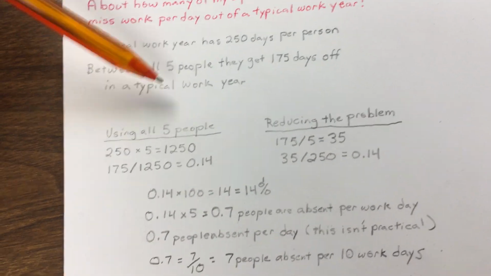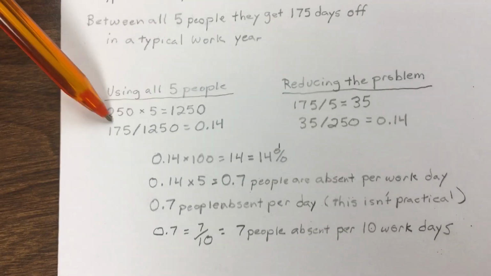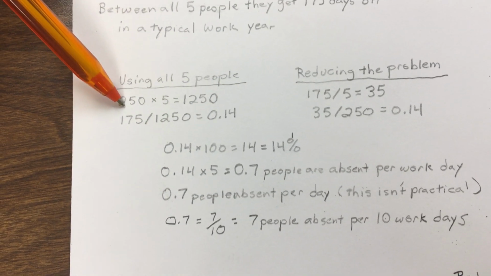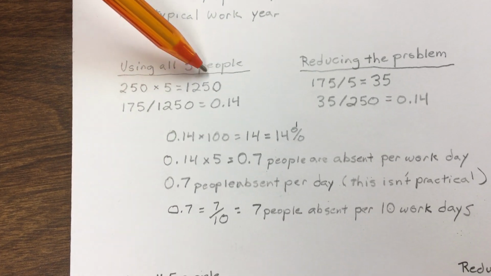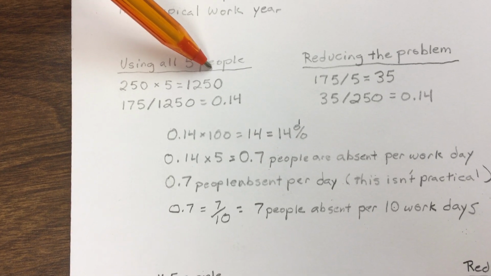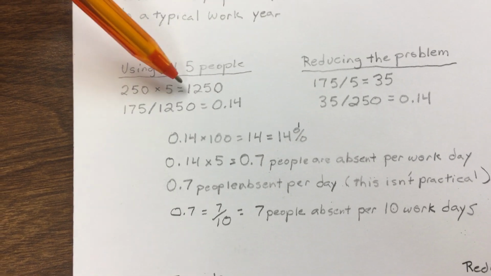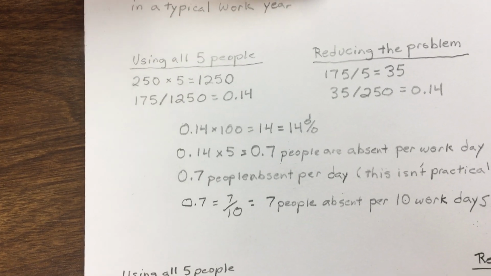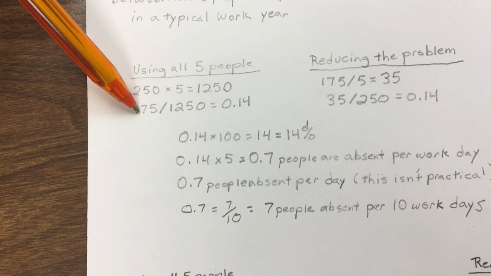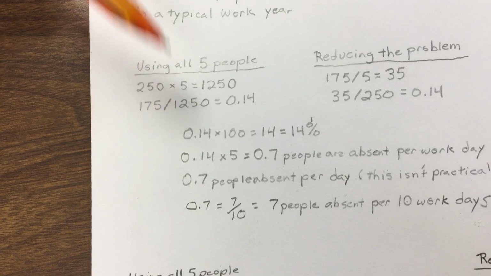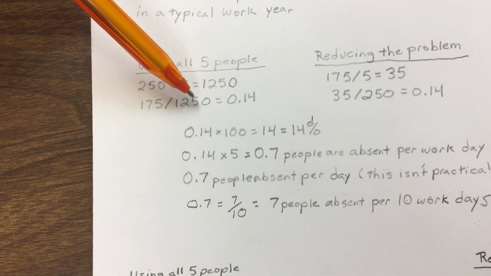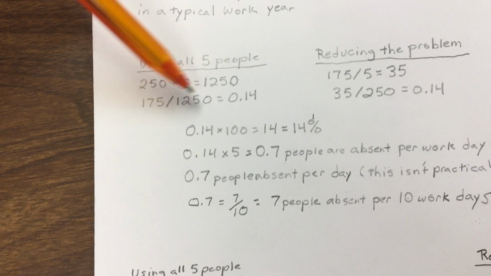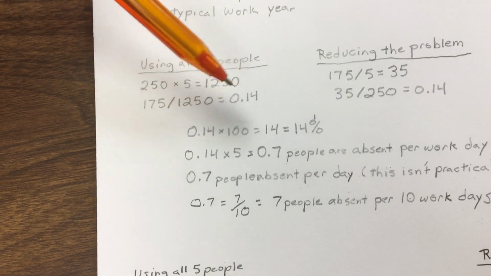So we basically take our 250 days per person, we multiply it by our number of people, and we get the total amount of days those people work. Then the second part of our equation is they all collectively have that 175 days off. So we divide it by the total number of days worked between the 5 people, which is 1250, which you got here, and we get 0.14.